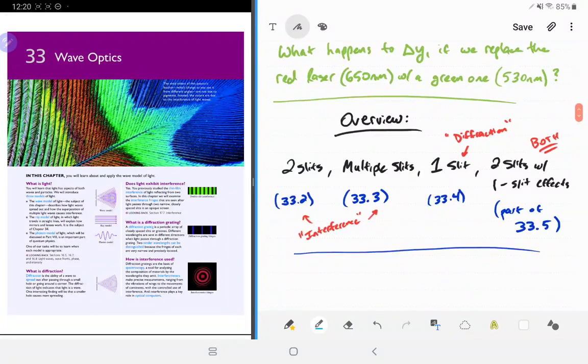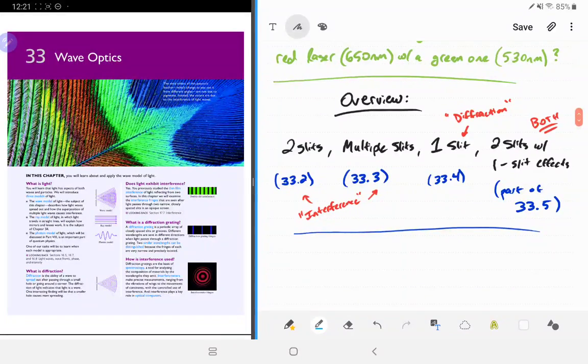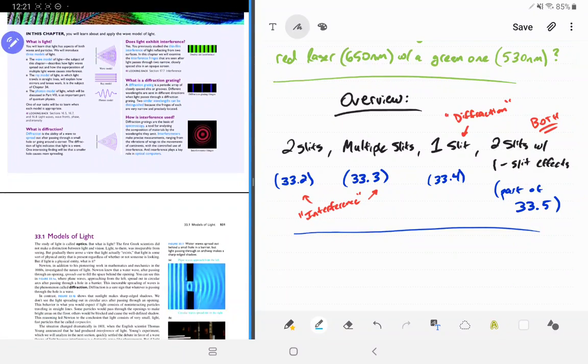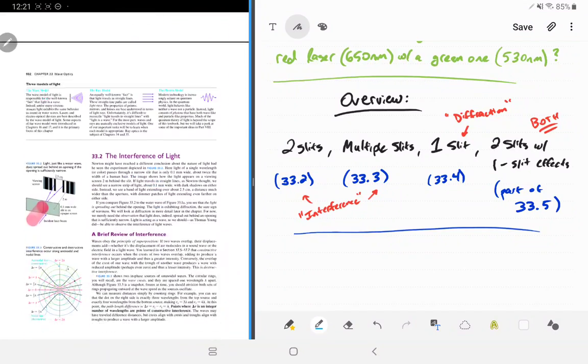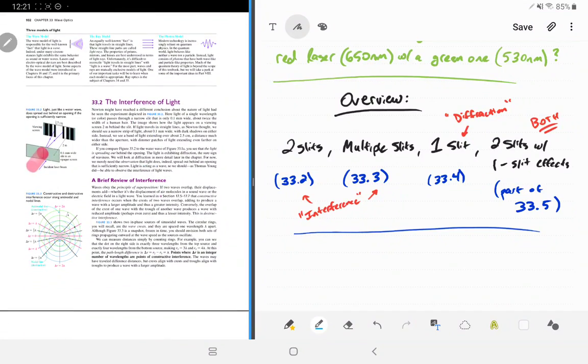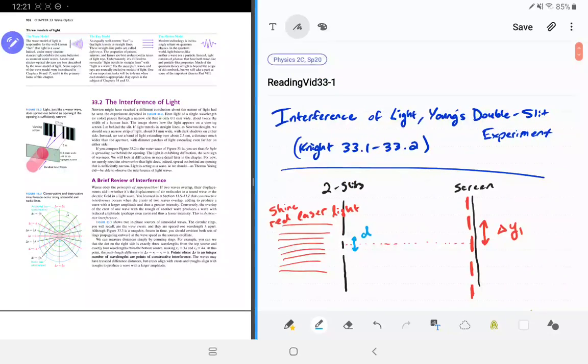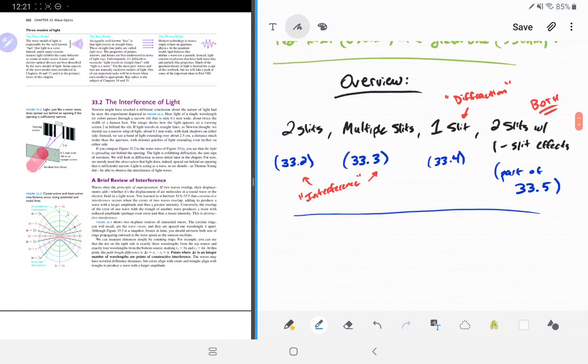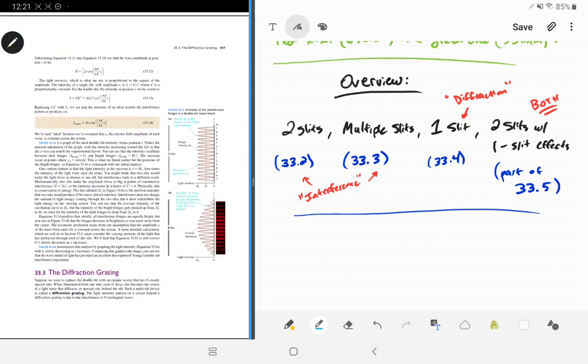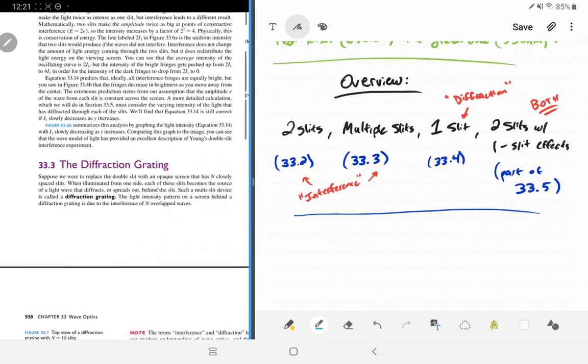Another overview. This is an overview just of chapter 33, and where we're going with the next few videos. So the double slit experiment is the easiest to describe this wave phenomenon. So 33.1 is just an intro to models of light. In 33.2, we go into the interference of light and the double slit experiment. Young, by the way, is a person's name, Young's double slit experiment. So two slits is the easiest to describe quantitatively. And then we're going to talk about multiple slits in section 3, 33.3. And this is called a diffraction grating.